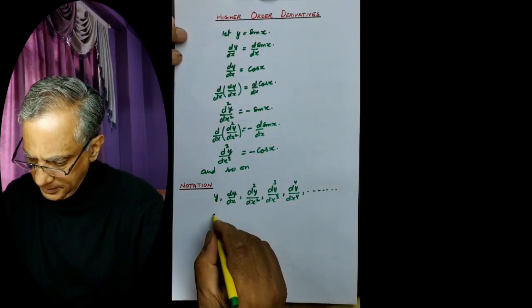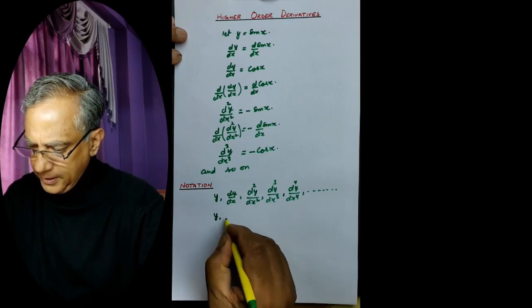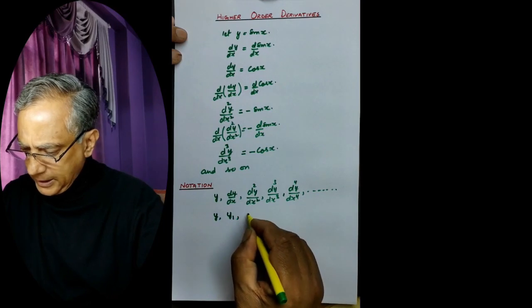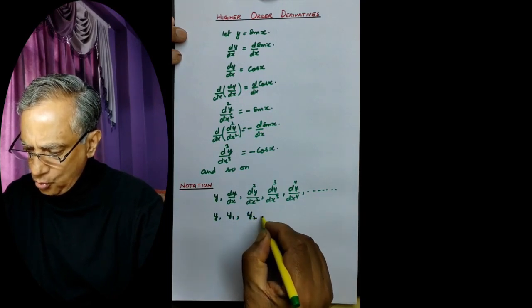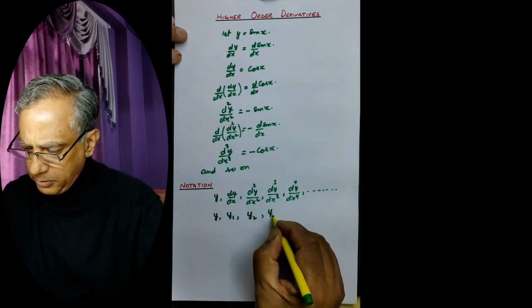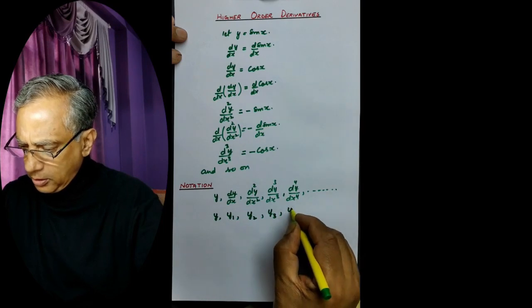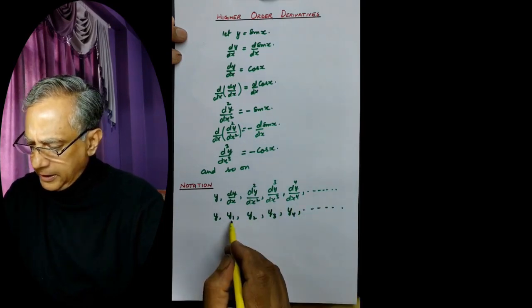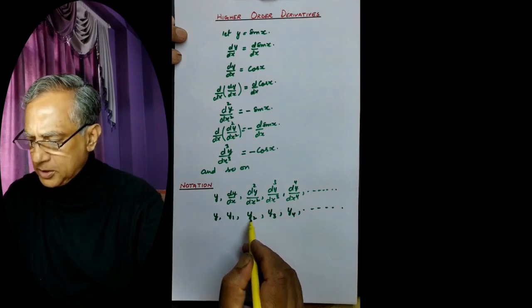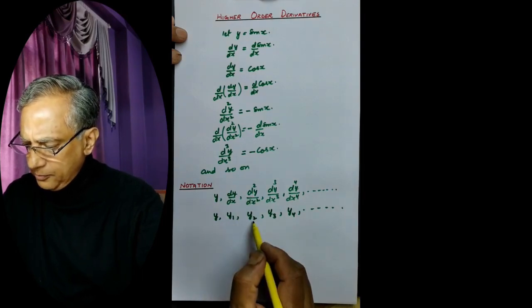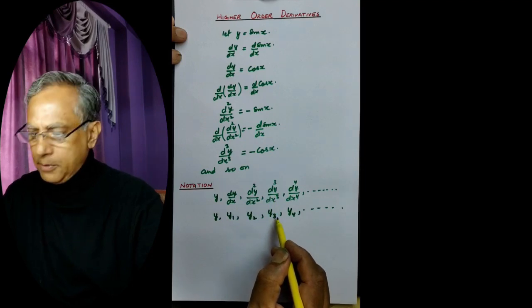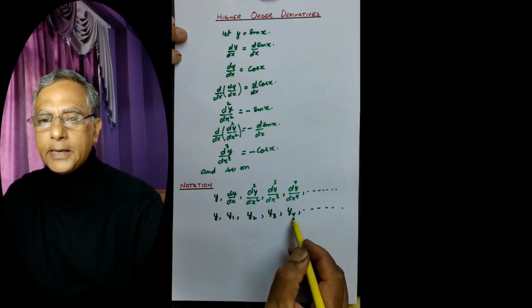And second, if the function is y, its first derivative can also be denoted by y1, second order derivative by y2, third order derivative by y3, fourth order derivative by y4, and so on. Order of the derivative is written as a subscript. Second order derivative, 2 is the subscript. Third order derivative, 3 is written in the subscript. Fourth order derivative, this is written here.